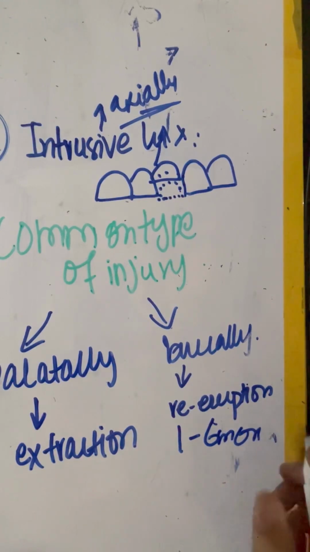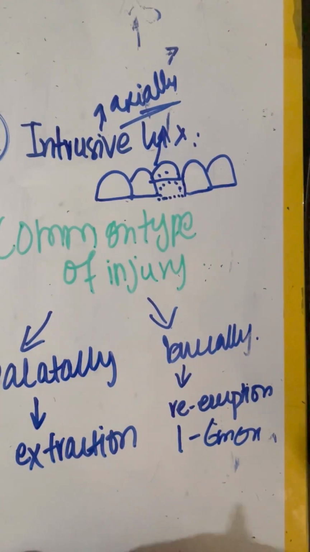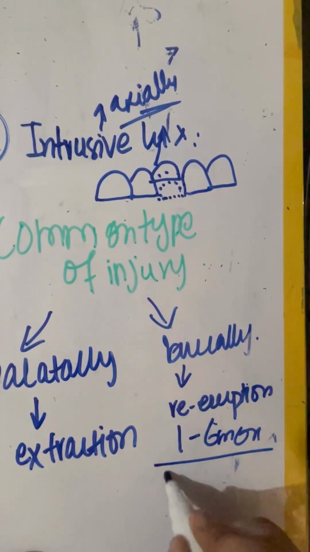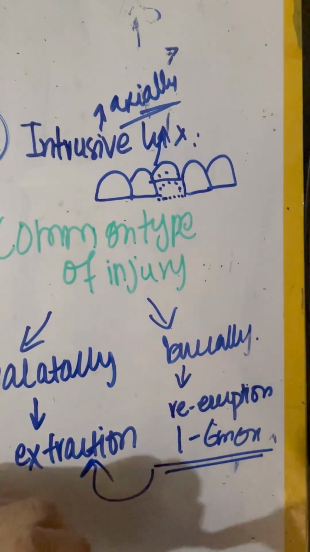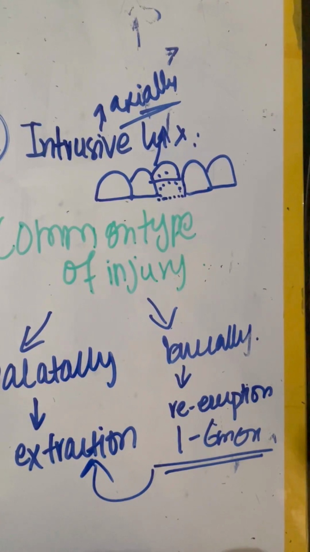We have to wait till 6 months. If there is no re-eruption until 6 months, we will go for extraction, because if we do not extract the tooth and re-eruption is not occurring, then there are chances that ankylosis will occur. So we have to prevent the ankylosis, and we will go for extraction.